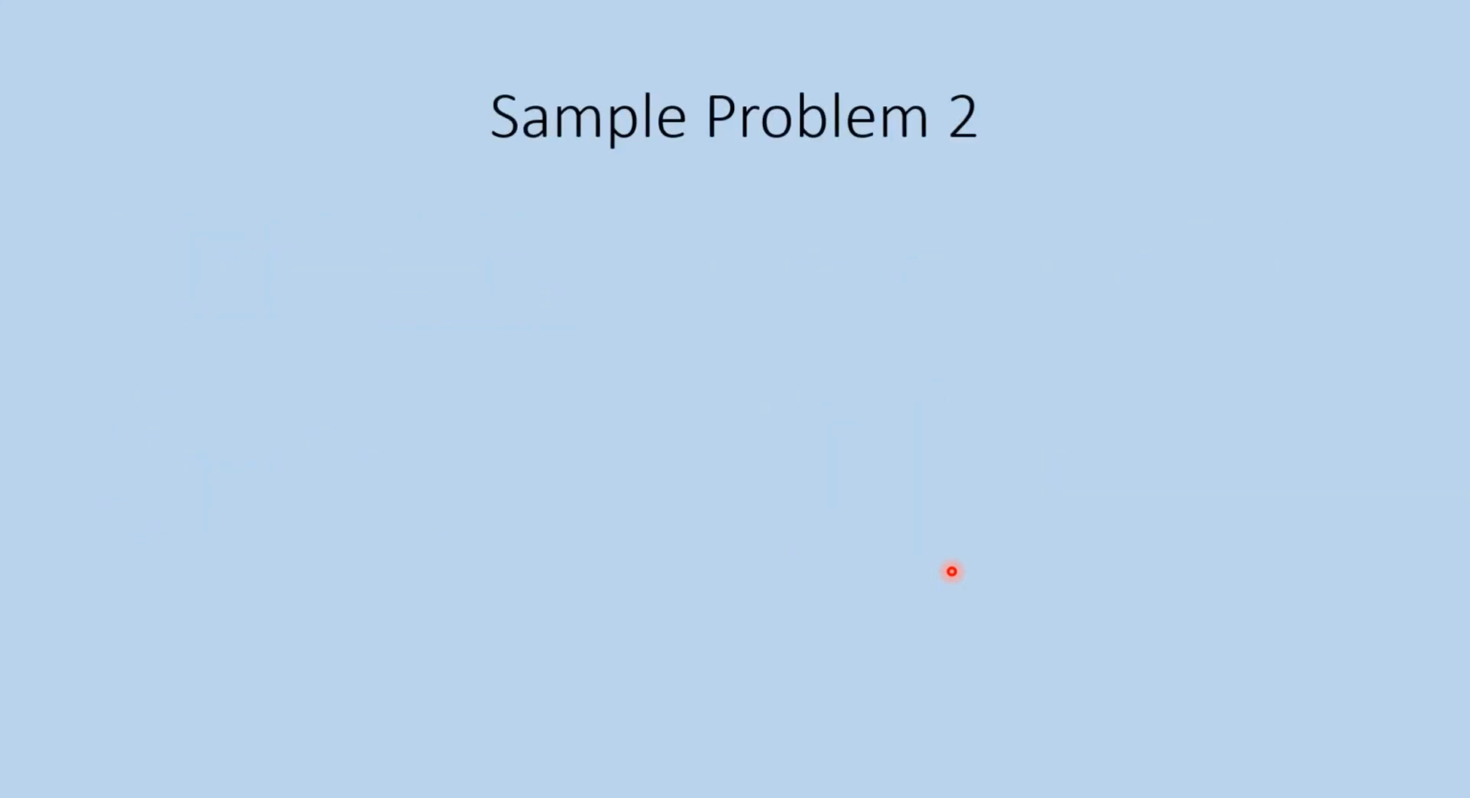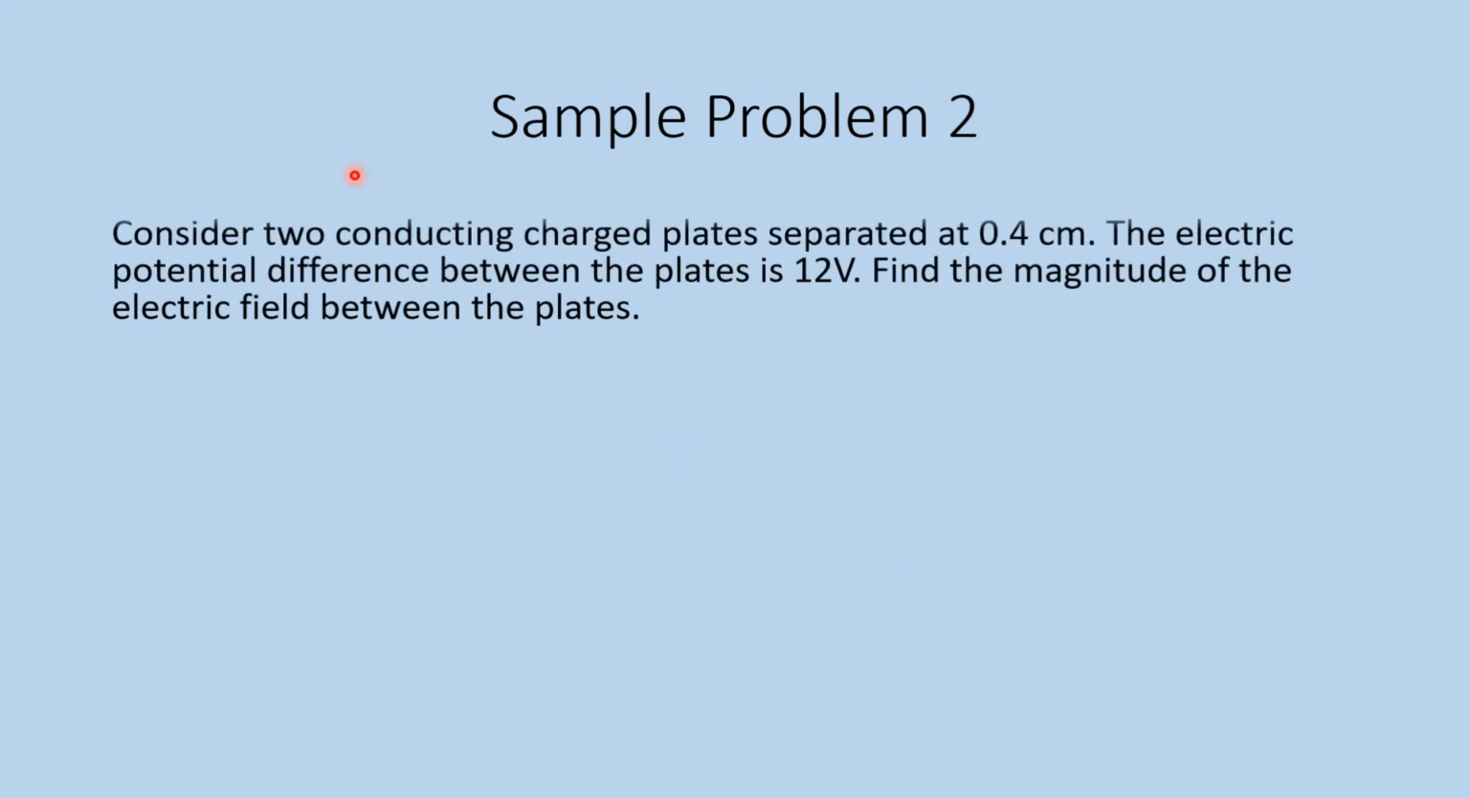Sample problem 2. Consider two conducting charged plates separated at 0.4 centimeters. So given is the separation distance between them as 0.4 centimeters. The electric potential difference between the plates is 12 volts. Delta V is 12 volts. Find the magnitude of the electric field. So we have delta V and D. We have to find E. Do not forget to convert the distance. It should be in meters. So from centimeters to meters is times 10 to the power of negative 2.